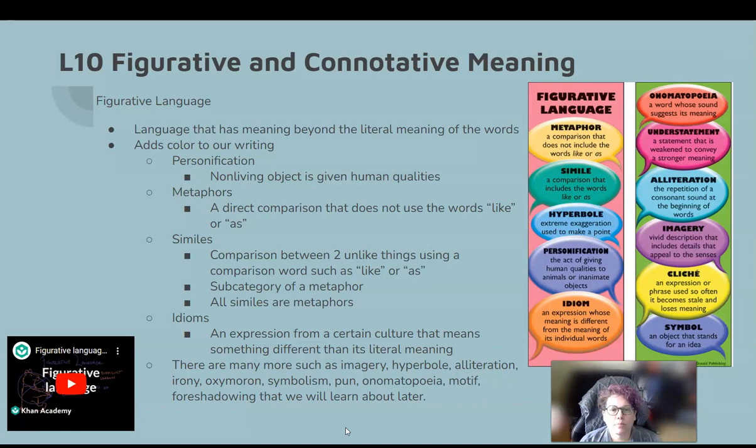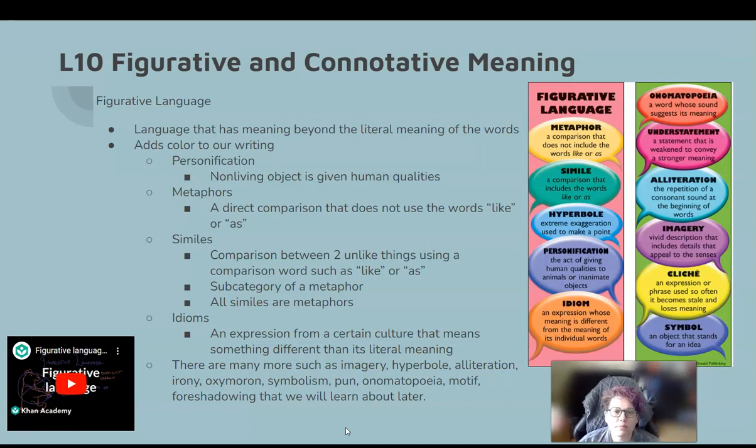Okay, we can use it for personification. Writers will use it to make non-living objects have human qualities. We can use it in metaphors, which is a direct comparison that does not use the words like or as. We can use it in similes, which is a comparison between two unlike things using a word such as like or as. So metaphors compare two things and don't use the words like or as, and similes compare two things and do use the words like or as.